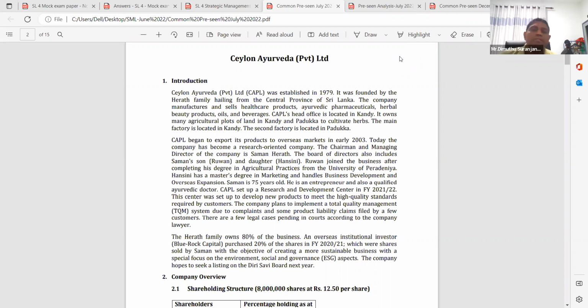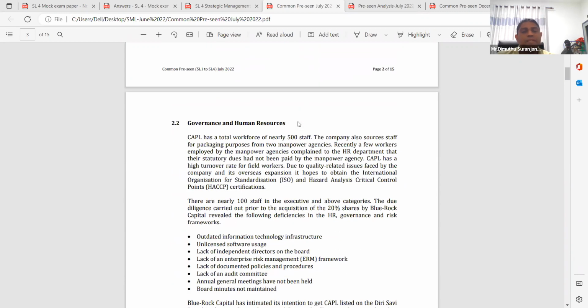They even export products to the overseas market. Now the company is a more research-oriented company. Here the chairman and MD is Saman Herath. The board includes Saman's son and daughter also. Right. So like that, some information has been given. Then governance information has been given.